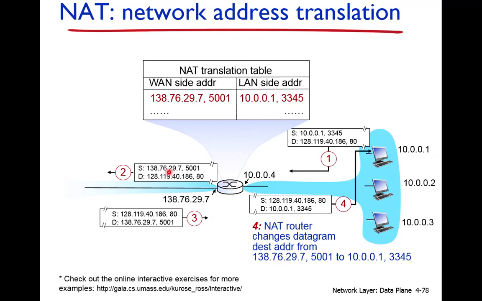Okay, so the source port number and source IP address are replaced, but these entries are stored in the NAT table. Why? Because when the response message comes from the destination on the internet, the destination IP address and port number are looked up in this NAT table. If they are found, then they are replaced by the corresponding entry, so that the message can be delivered to this host.